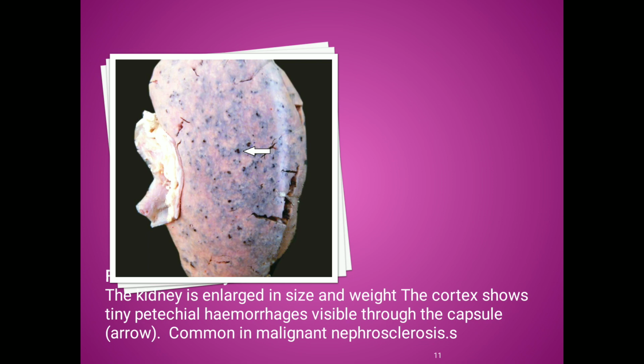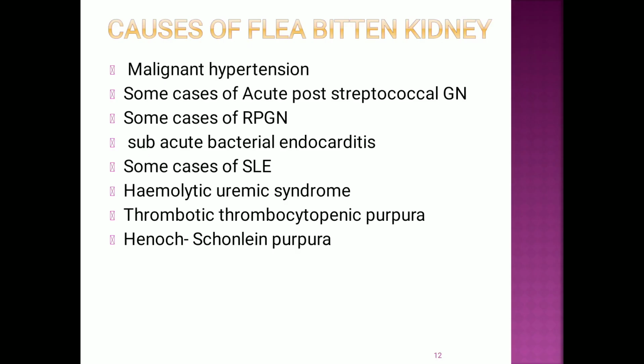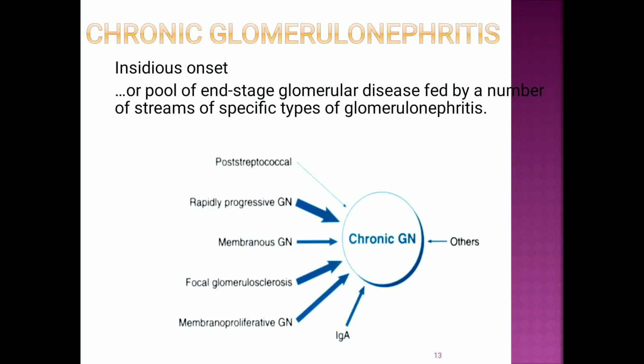This is the gross photo of the kidney, which is enlarged in size and weight. Cortex shows tiny petechial hemorrhage visible through the capsule. It is common in malignant nephrosclerosis. Causes of flea-bitten kidney are malignant hypertension, some cases of acute post-streptococcal glomerulonephritis, some cases of RPGN, subacute bacterial endocarditis, and some cases of SLE, HUS, TTP, and Henoch-Schönlein purpura.